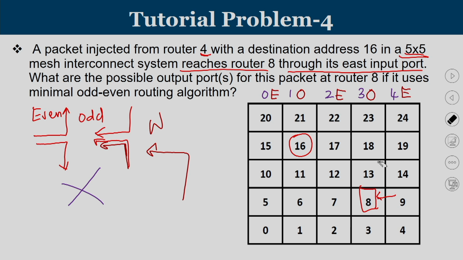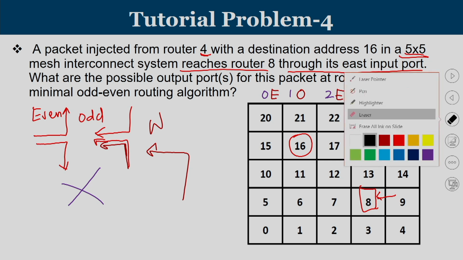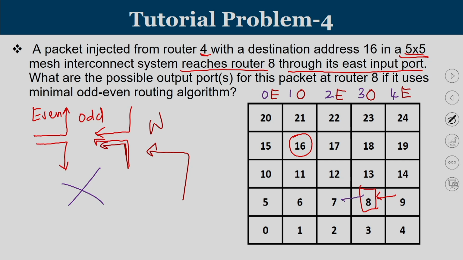That means a turn towards north direction on 8 is not allowed, because if you take a north turn, then at some point of time we may have to travel towards west, which is prohibited. So the only possible way this packet can do is from 8 it can travel only towards westward direction. In west it can go up or it can go straight. That is not at all a problem. The only problem is we have to think about the odd column violation.